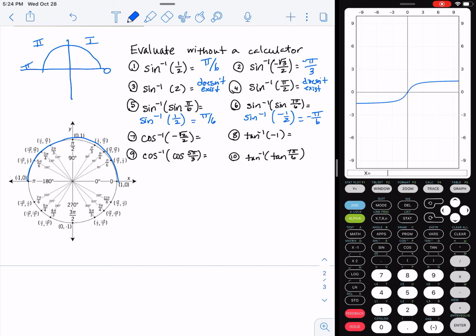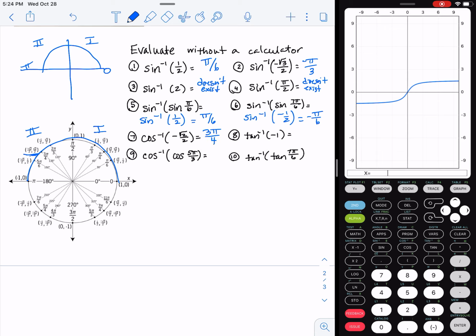So again, I'm in quadrants 1 and 2. So the arc cosine of negative square root of 2 over 2. Arc cosine is restricted to quadrants 1 and 2. Where is the cosine negative? Well, it's negative in quadrant 2. Where in quadrant 2 is the x value negative square root of 2 over 2? Well, that's at 3 pi over 4.